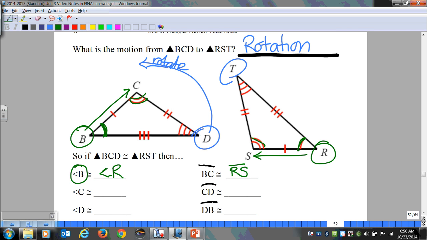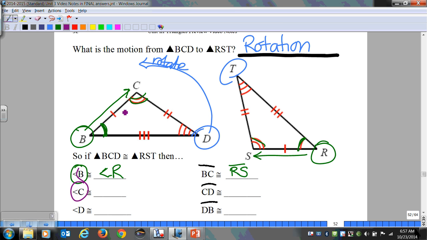The order of the letters is important. I'd like you to take a minute and just fill out the other 4 positions. Pause the video, fill them out, restart the video. Okay, welcome back. Let's see what you did here.